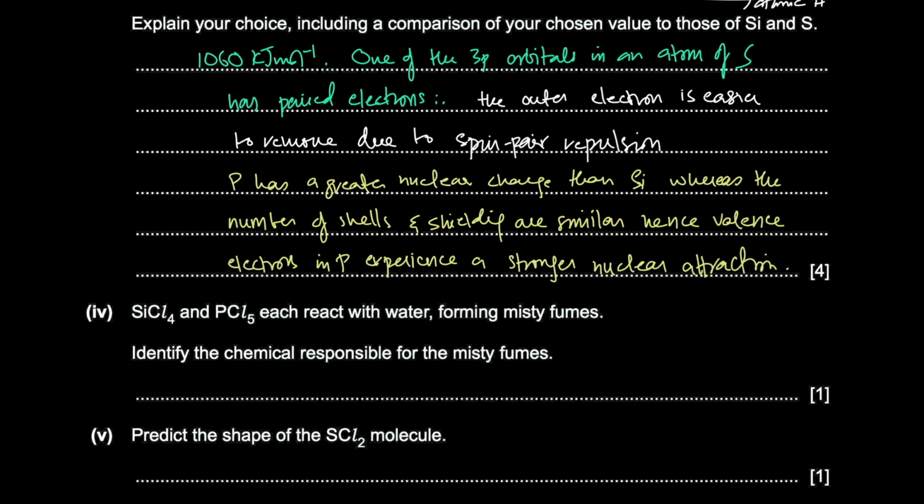SiCl4 and PCl5 each react with water, forming misty fumes. Identify the chemical responsible for the misty fumes. The chemical is HCl, or hydrogen chloride. Okay, don't say hydrochloric acid. Hydrogen chloride, the gas.